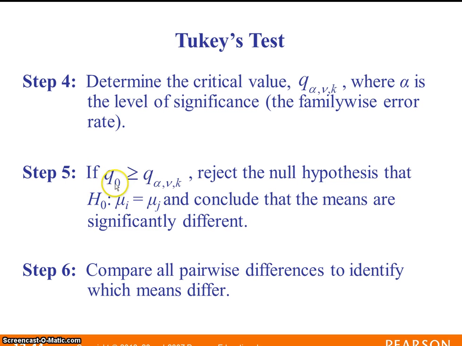And if the calculated statistic is greater than the value that we look up in the table, we will reject the null hypothesis that the two means are equal and conclude that the means are significantly different. And then you'll have to compare all pairwise differences to identify which means differ. So again, you'll have to do this in pairs.